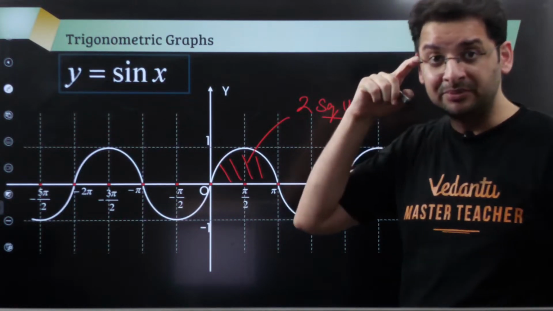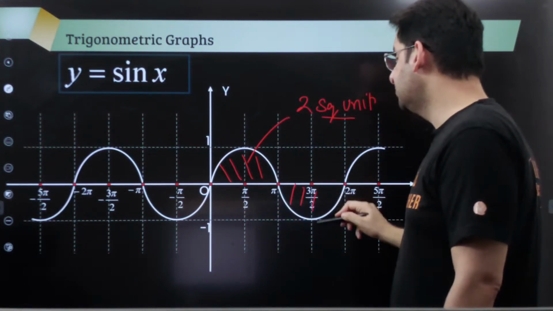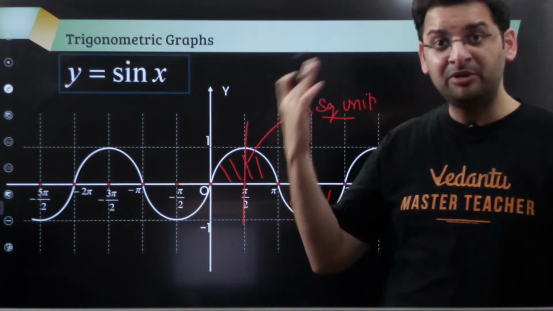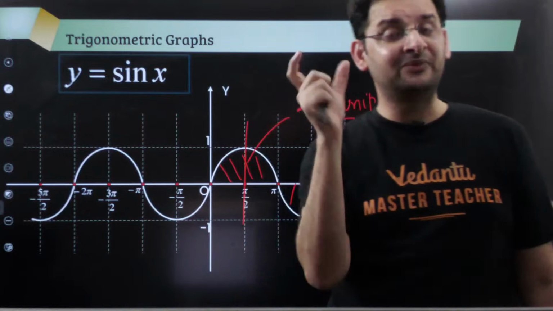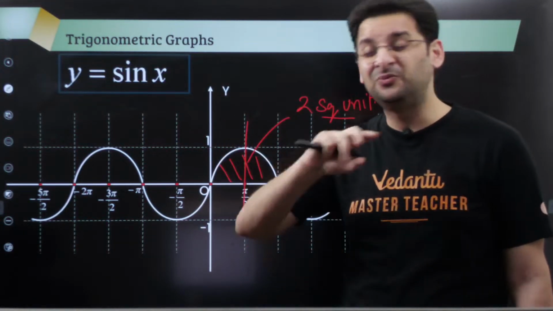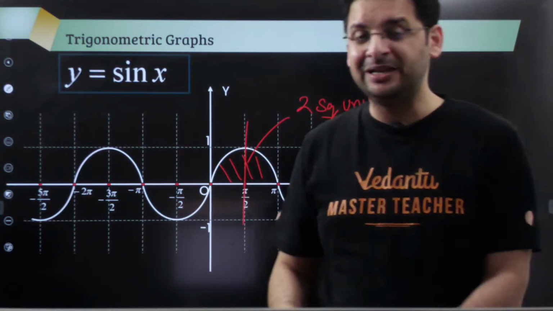Very important, you should remember this. So this area is 2 square units. So half area, because sin x is symmetric about pi by 2, from 0 to pi by 2 it is going to be 1 square unit. Right, so 1 unit, whole loop is 2 square units. Very, very, very important, guys.